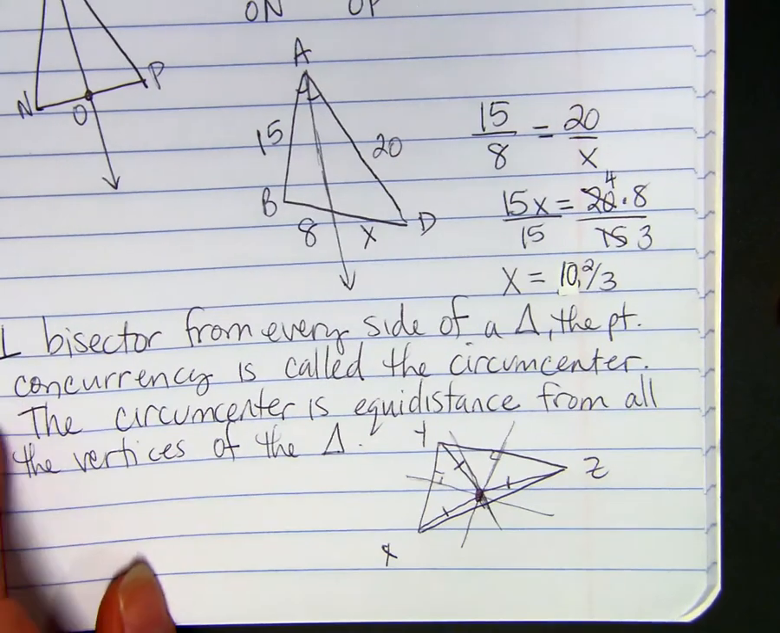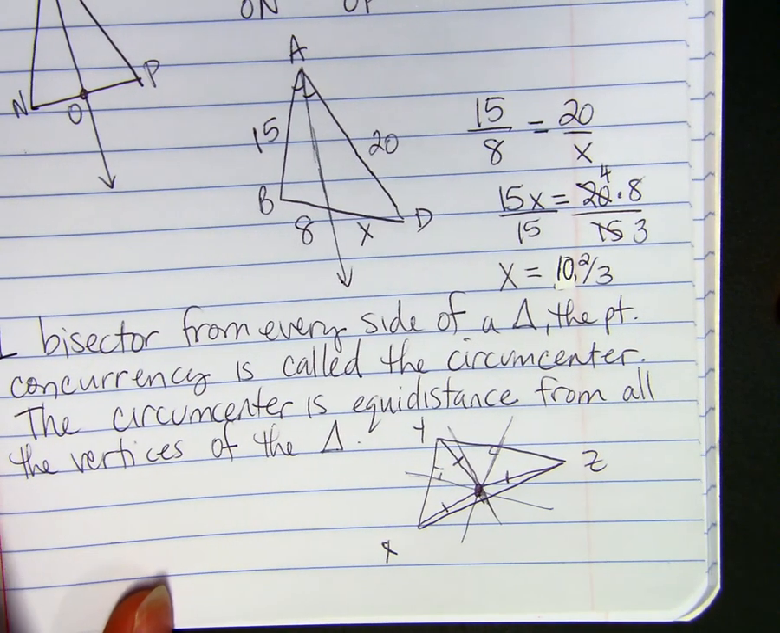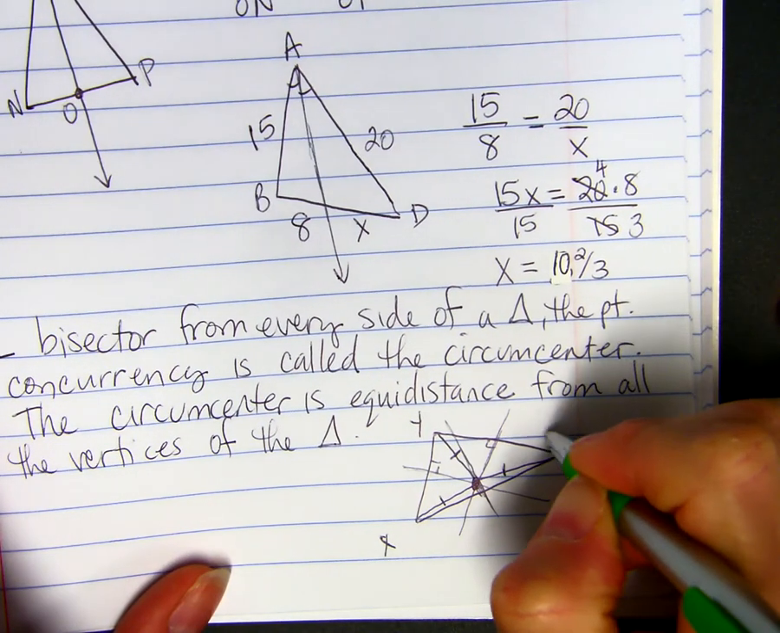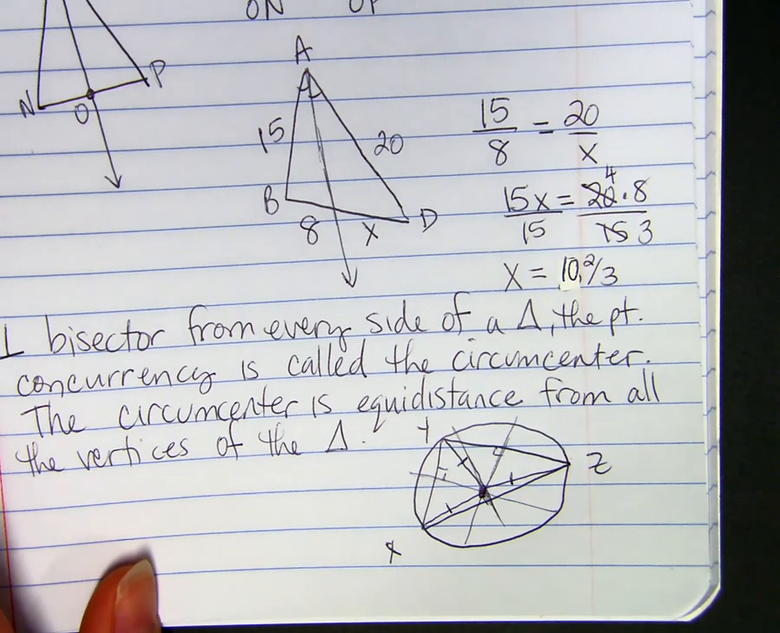Which means you can draw a circle, you can circumscribe a circle around the triangle. Because this would be like the radii. So you could, I'm really good at drawing, put a circle around that.